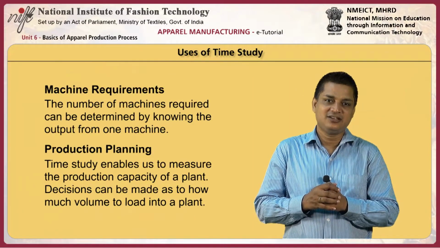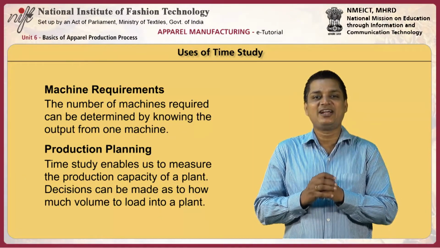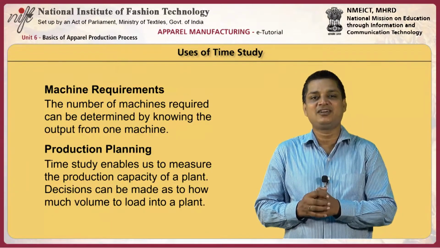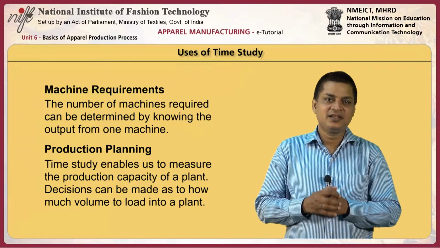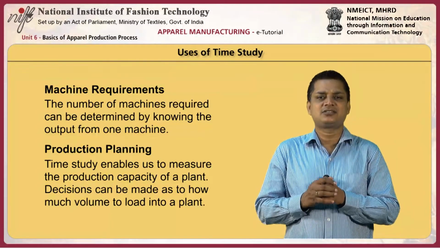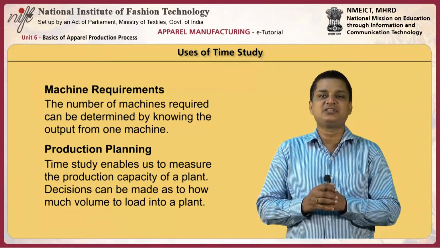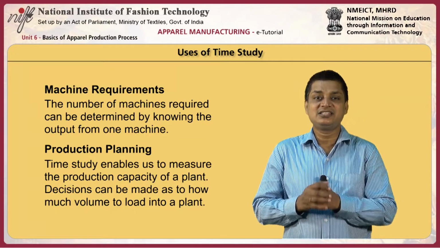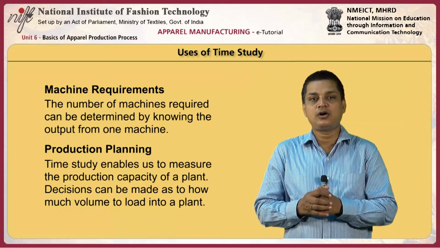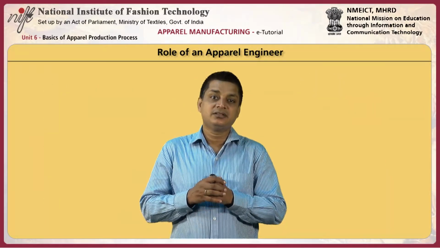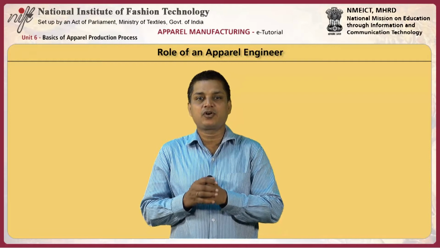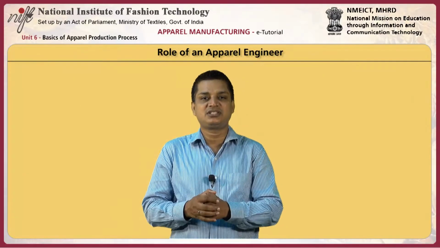Machine requirements. The number of machines required can be determined by knowing the output from one machine. Production planning. Time study enables us to measure the production capacity of a plant. Decisions can be made as to how much volume to load into a plant. These are only a few of the common uses of motion and time study.